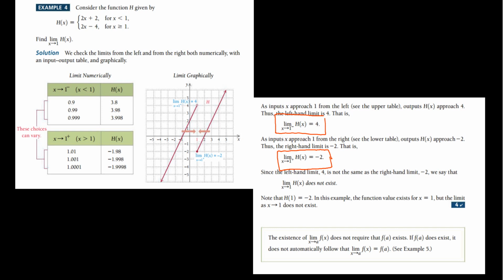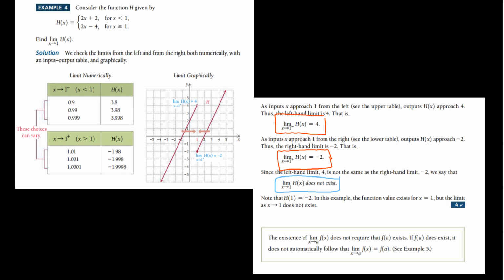Right, so since these two numbers, 4 and -2, are not the same, we can conclude that the limit of h of x as x approaches 1 does not exist. Real quickly down here, note that h of 1 is indeed equal to -2 though. So h of 1 has a solution when we evaluate at 1, but the limit at 1 does not exist.